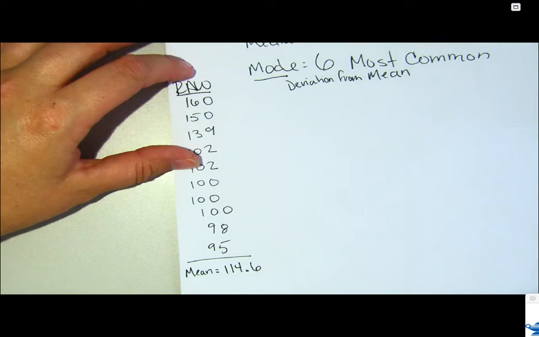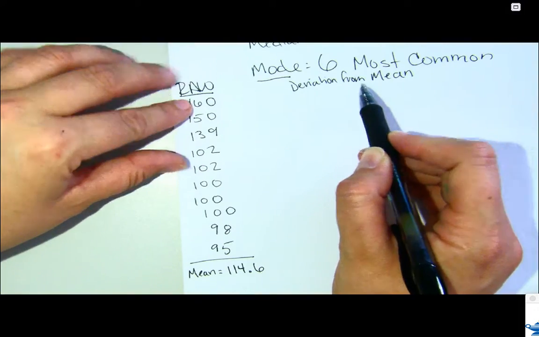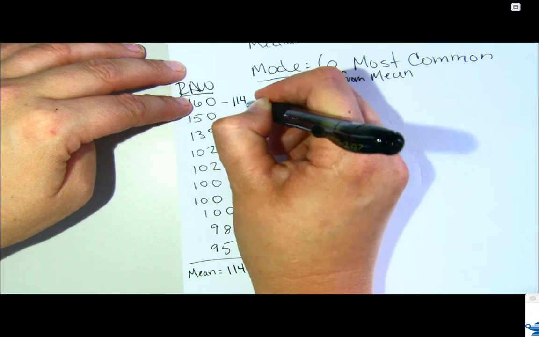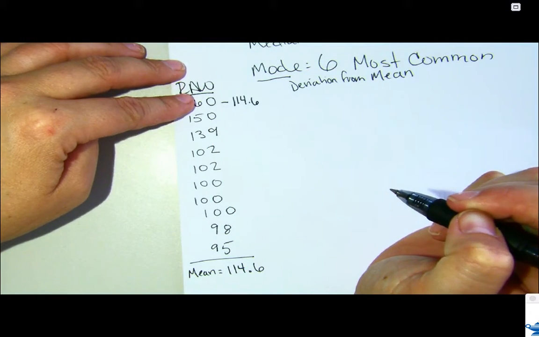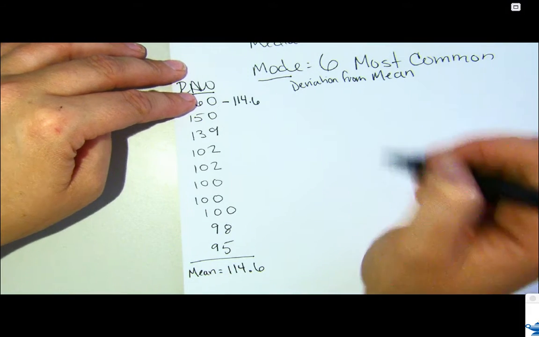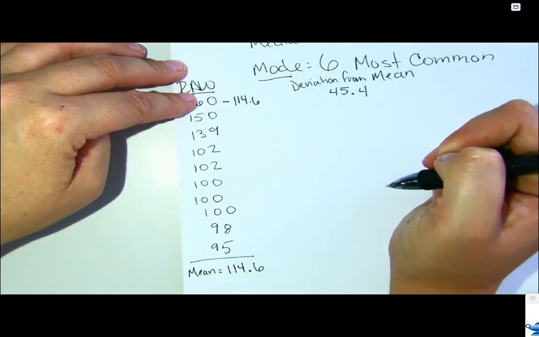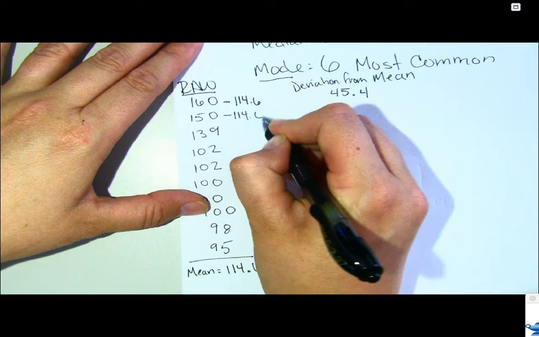So, we now found the mean, but now we have to find the deviation from the mean. So what you do is you take 160 minus 114.6. 160 minus 114.6 is what? 45.4. Okay, so now what you're going to do, you're going to find the deviation from the mean all the way down.